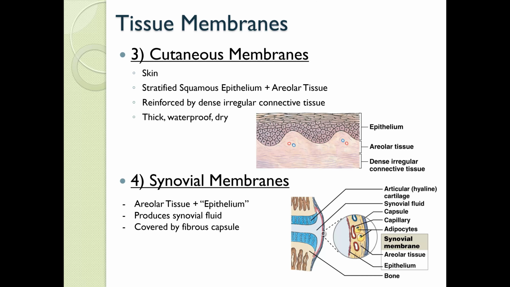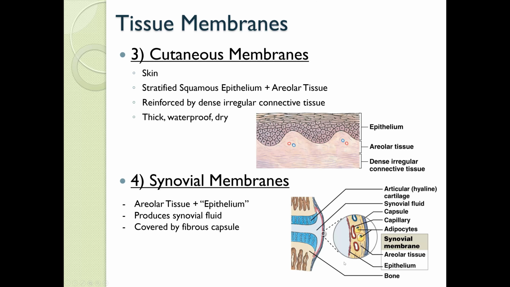And the last type of membrane is the synovial membrane. So you find these in joints. We're going to talk about joints later in the semester, but the word synovial usually always applies to joints. So in a joint, if you looked at the lining of the joint cavity, you would see the synovial membrane that lines the inside of the cavity.